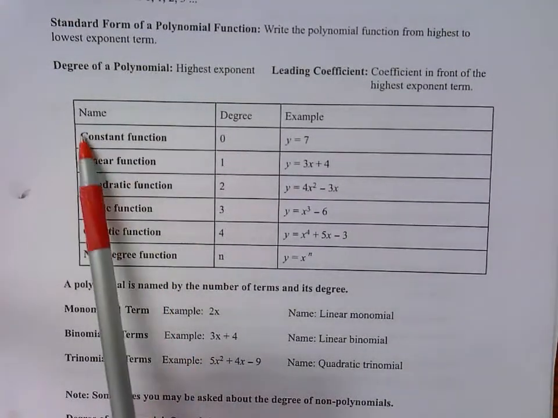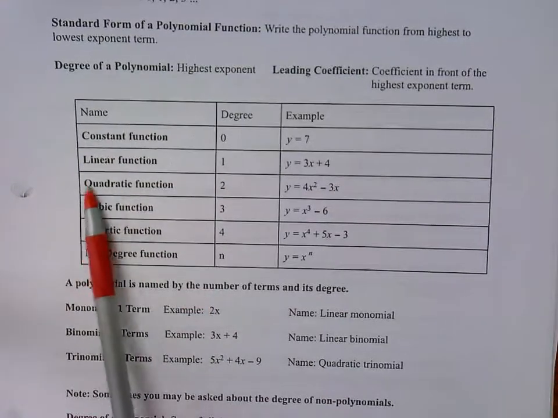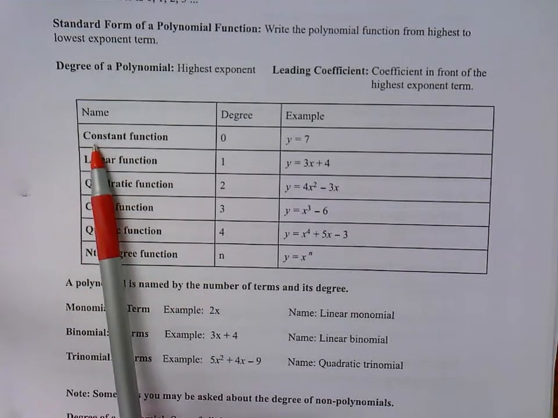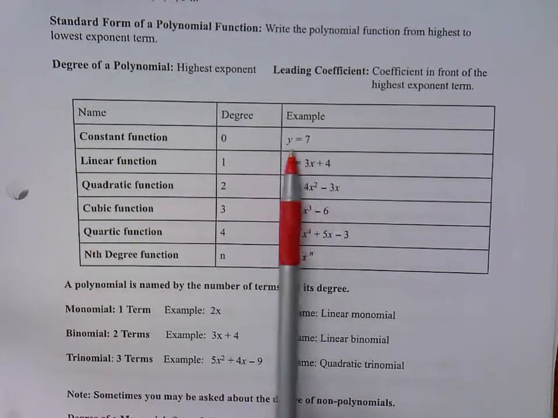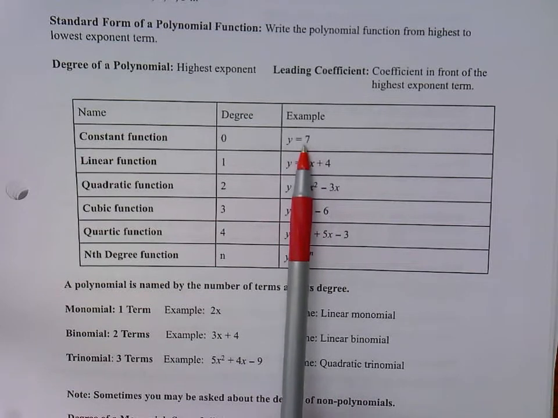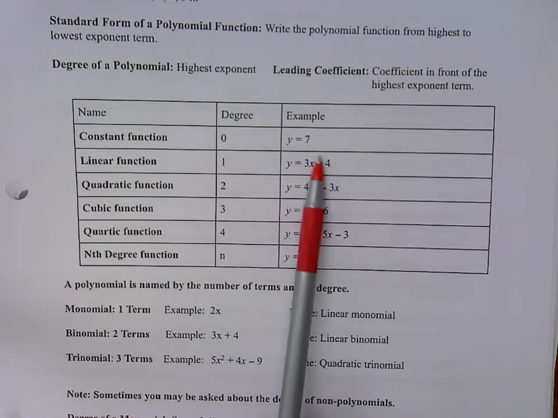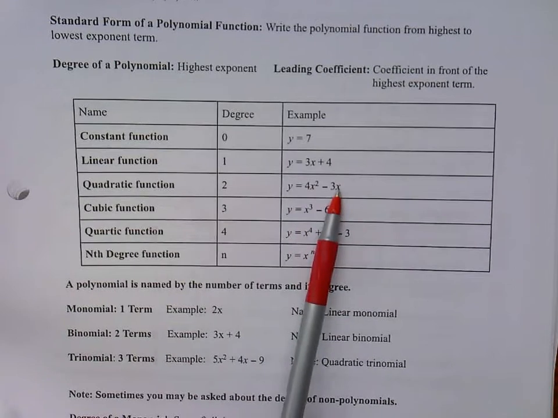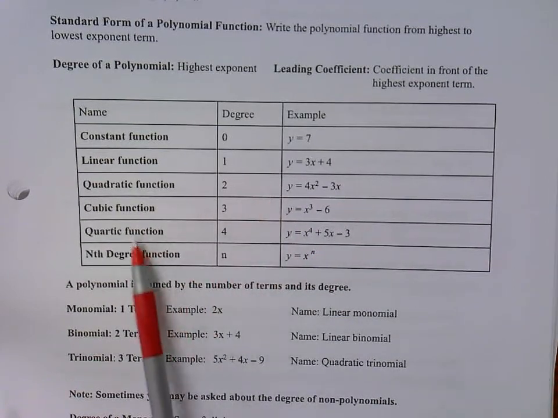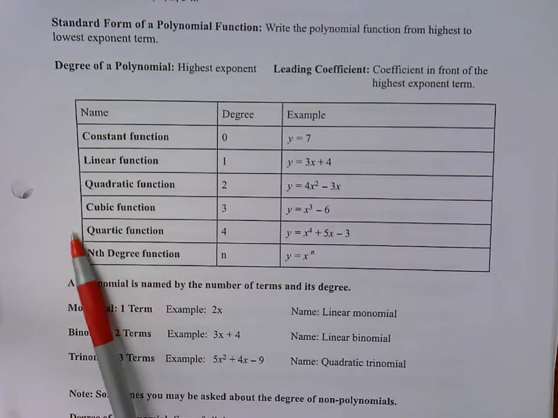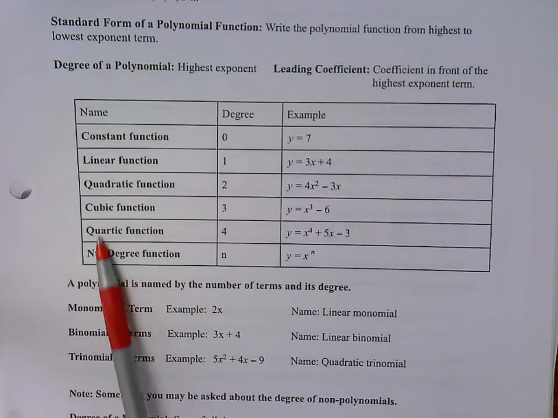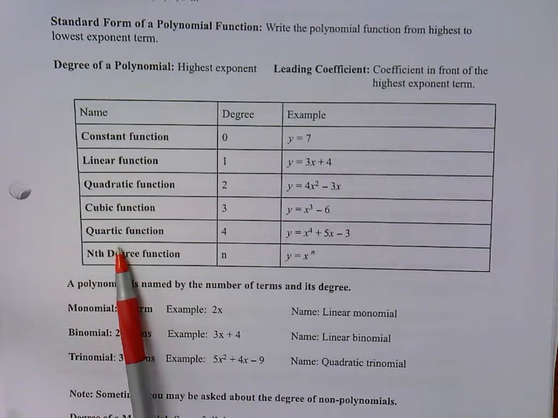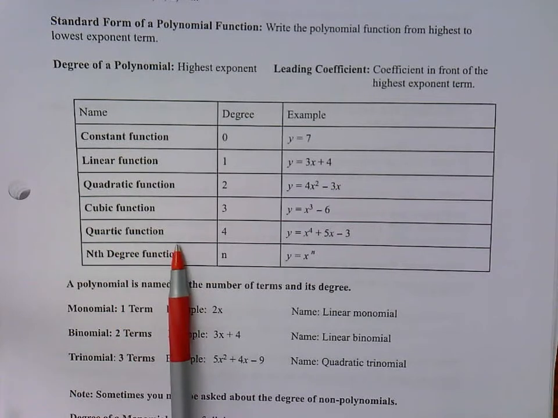So we kind of already looked at a lot of these parent functions, but a constant function is just like that horizontal line, y equals 7, degree is 0. Linear functions look like this. Quadratic functions look like this. Cubic functions. We've talked about quartic because we learned how to factor them. And then higher than quartic, you just call it 5th degree or 6th degree or 7th degree. So it doesn't have a special name.